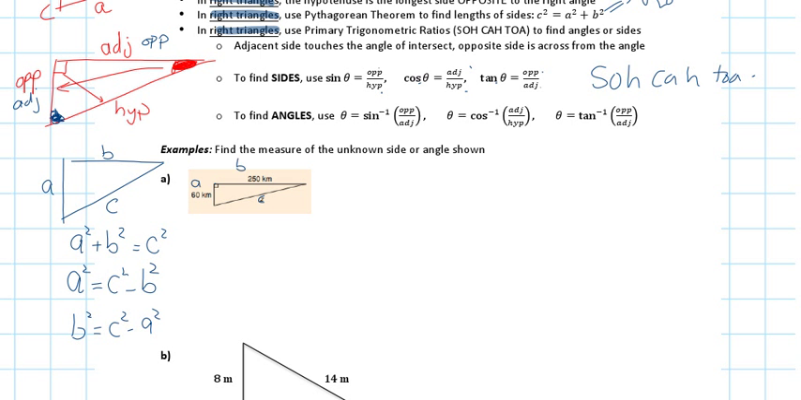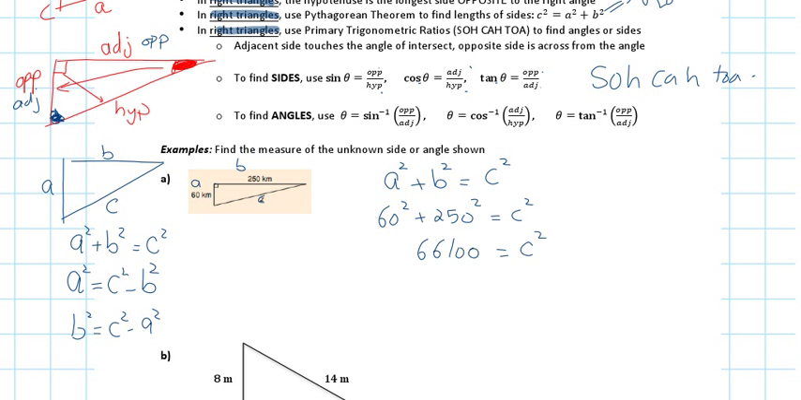Now, to find C, what formula do I use? A squared plus B squared equals C squared, yeah? So I have to use the Pythagorean theorem. I plug in the values for A and B, so that's 60 squared plus 250 squared equal to C squared. So that gives me 66,100 equal to C squared.